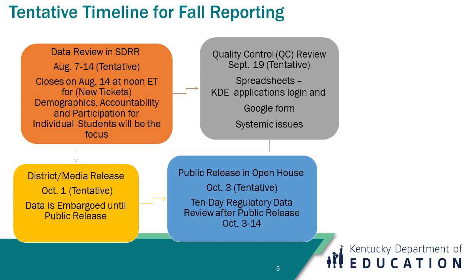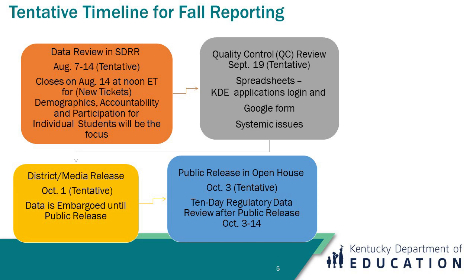Quality Control Day is not for individual student changes. That is done August the 7th through the 14th. Then once Quality Control Day with our districts is done, it'll be released to districts and media October 1st. Remember that this data is still embargoed until it's publicly released.